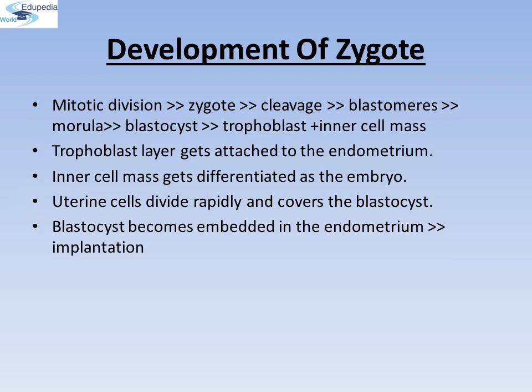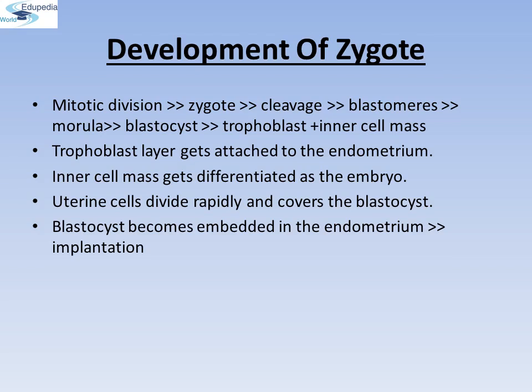Development of zygote. The mitotic division, called cleavage, starts as the zygote moves through the isthmus of the oviduct towards the uterus and forms 2, 4, 8, 16 daughter cells called blastomeres. The embryo with 8 to 16 blastomeres is called a morula. The morula continues to divide and transforms into a blastocyst as it moves further into the uterus.